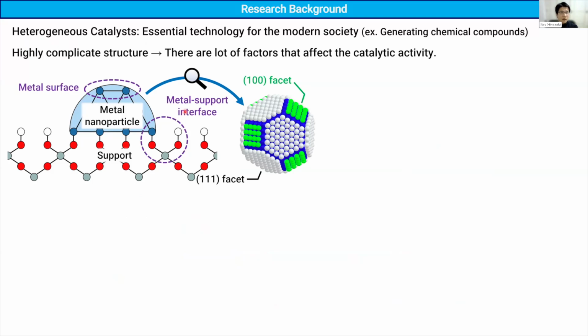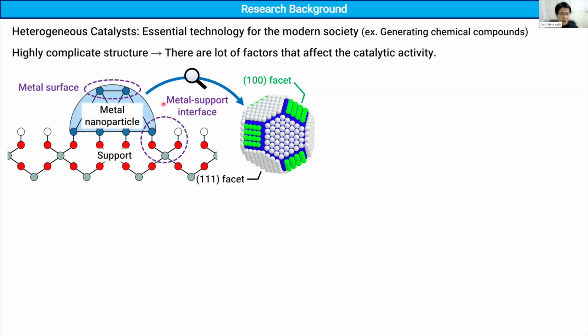And the target is heterogeneous catalyst. Most of you already know that heterogeneous catalyst is a very essential and important technology or material for modern society. For example, it can generate useful chemical compounds from raw materials. And we would like to develop new and high performance catalysts. But the problem is that the heterogeneous catalyst itself has a highly complicated structure. That means there are a lot of factors that affect the catalytic activity.